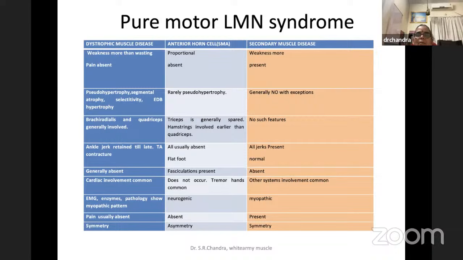Then pain is present. And pseudohypertrophy is generally absent, but it can be seen in hypothyroid myopathy, creatine-associated myopathies. And there is no selectivity. So there is no sparing of, there is no involvement of quadriceps, brachioradialis, like that pattern is not there. And all jerks are usually present. And there is no flat foot. And there are no fasciculations. And other system involvement is very common. EMG will not be very useful, myopathic pattern. Pain is present and symmetry. So this is how, after seeing the patterns and knowing the definitions, you put them into various baskets, the patterns I said, then you try to find out, is it dystrophy? Is it anterior horn-cell or is it a secondary muscle disease?